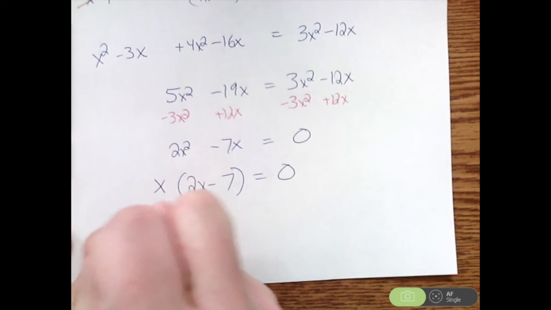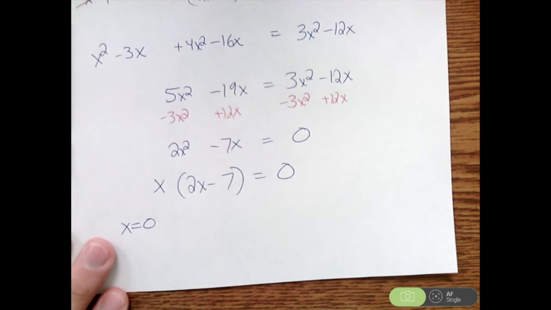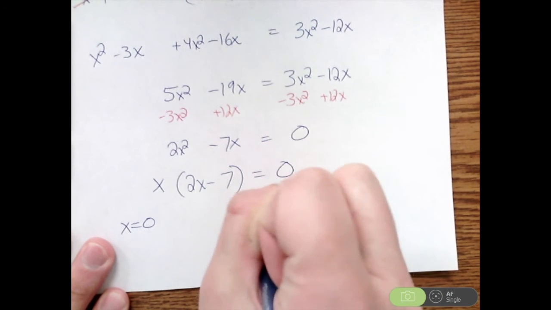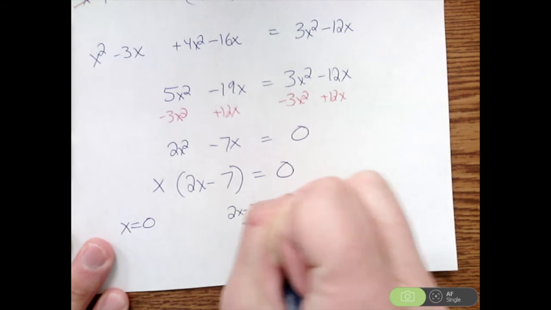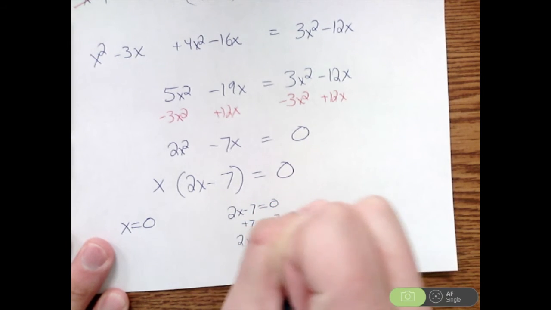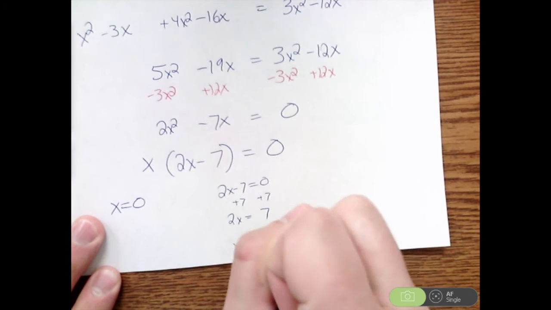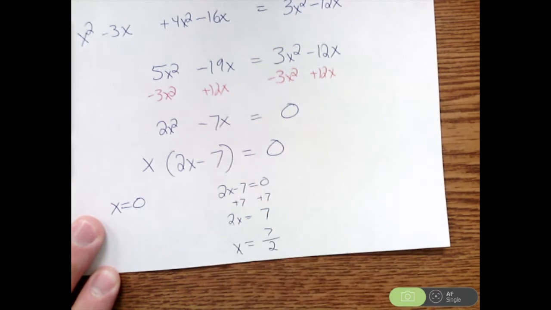Take each of those, set them equal to 0, and solve. So I have x equals 0, 2x minus 7 is equal to 0, so you would add the 7, and you would get x equals 7 over 2.